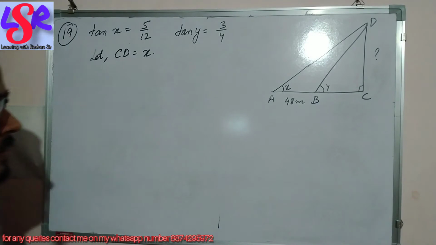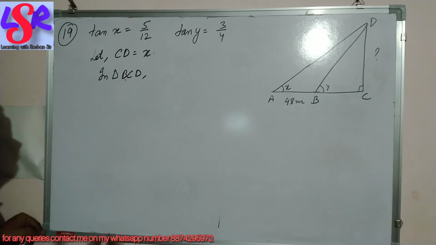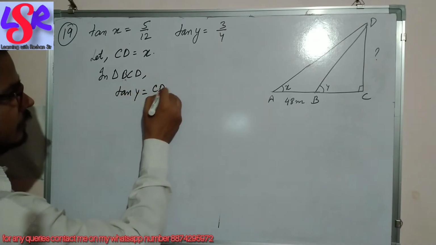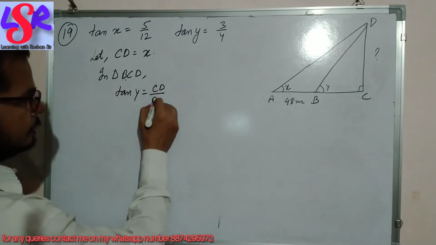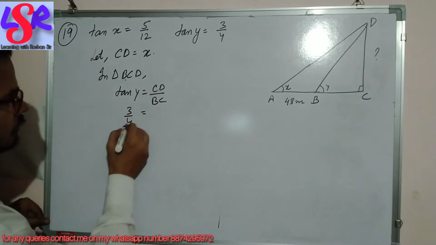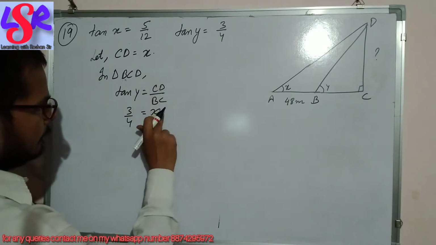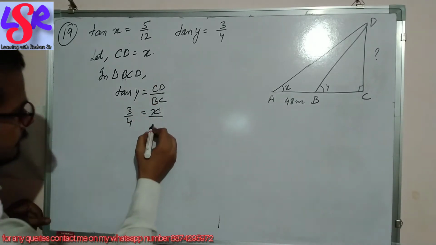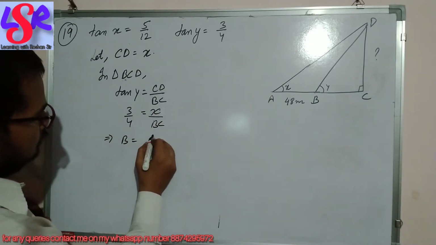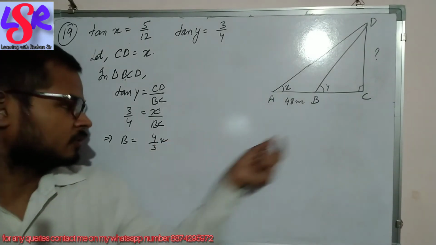So in triangle BCD, tan y equals to CD upon BC, and here tan y is 3/4, so 3/4 equals to CD, that is x upon BC, और ये हो जाएगा BC equals to 4/3x. Now we have got the value of BC in terms of x.